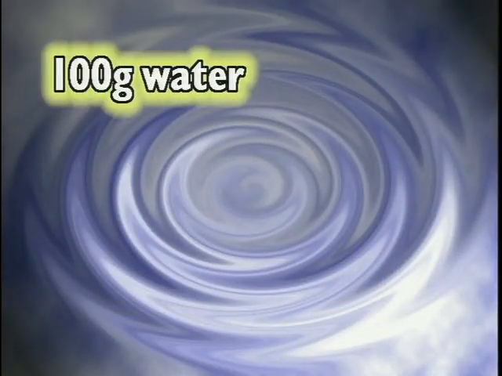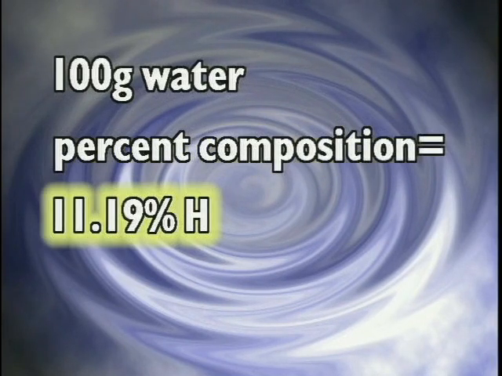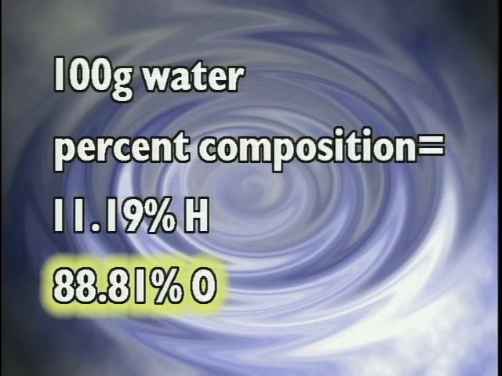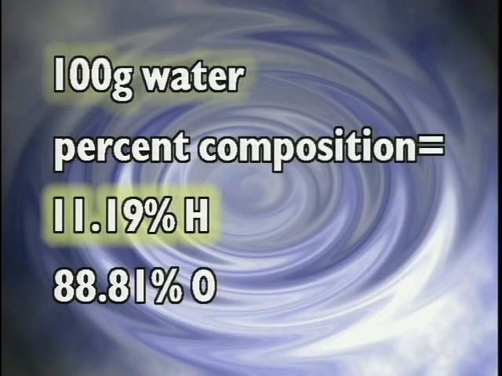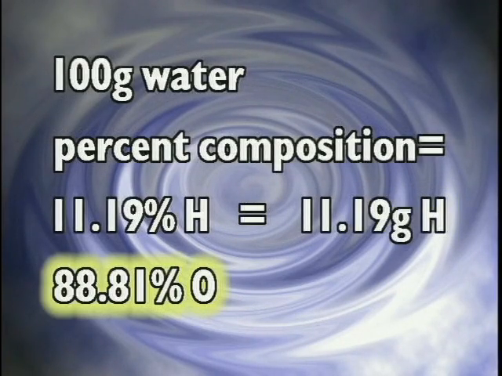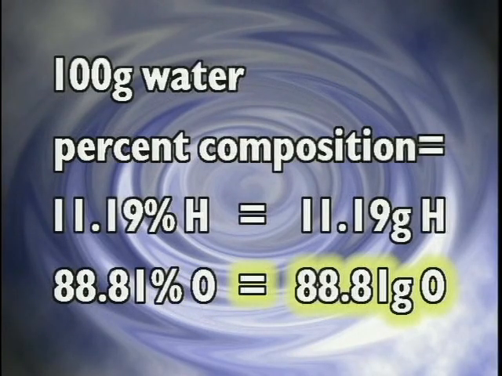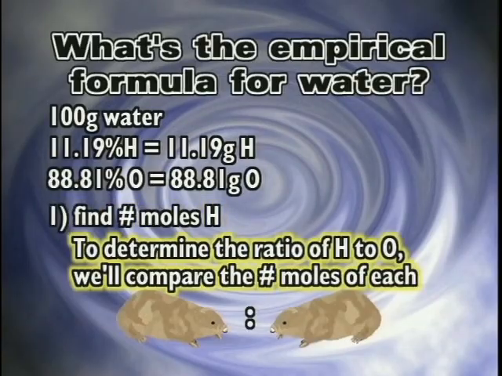We have 100 grams of water. Let's say we've already calculated percent composition, like we did earlier for glucose. And we know that water is made up of 11.19% hydrogen and 88.81% oxygen. Since we have a 100-gram sample, conversion to grams is easy. 11.19% of 100 grams is 11.19 grams of hydrogen, and 88.81% of 100 grams is 88.81 grams of oxygen. We have to find out how many moles of hydrogen atoms we have, because to determine the ratio of hydrogen to oxygen, we're going to compare how many moles we have of each element.